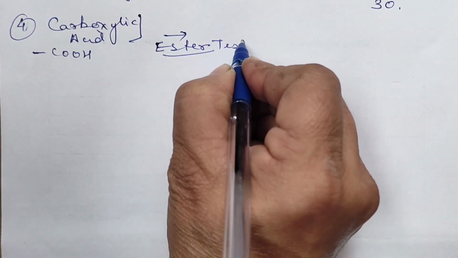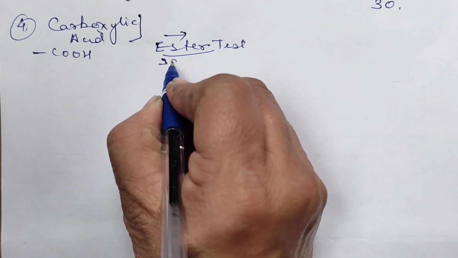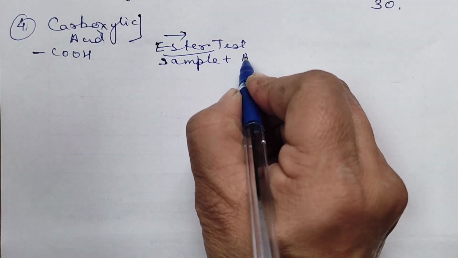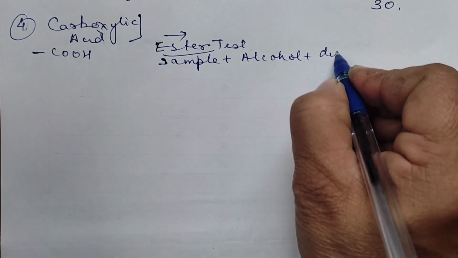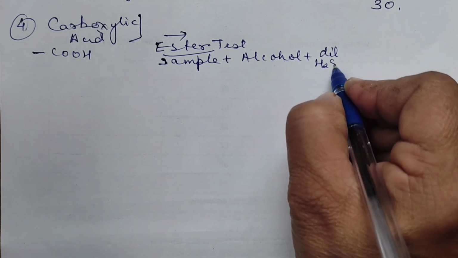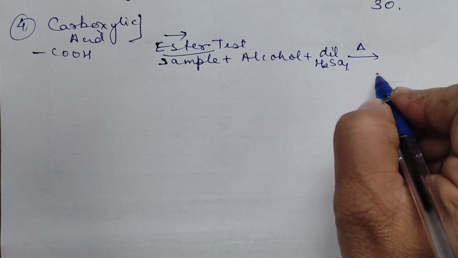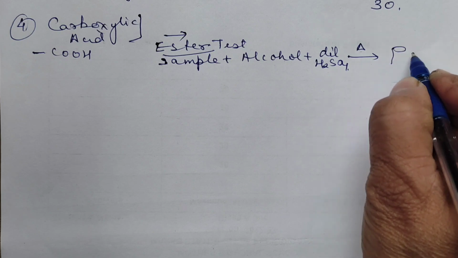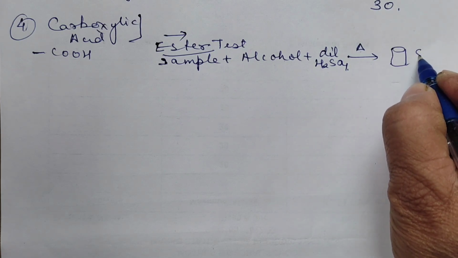Ester test. Now in that case our sample was alcohol. Here our sample will be carboxylic acid. To this sample you will add alcohol, plus few drops of dilute sulfuric acid, and then you are going to heat it on water bath. On heating in water bath, you will pour it in a beaker containing water. You will get ester smell.